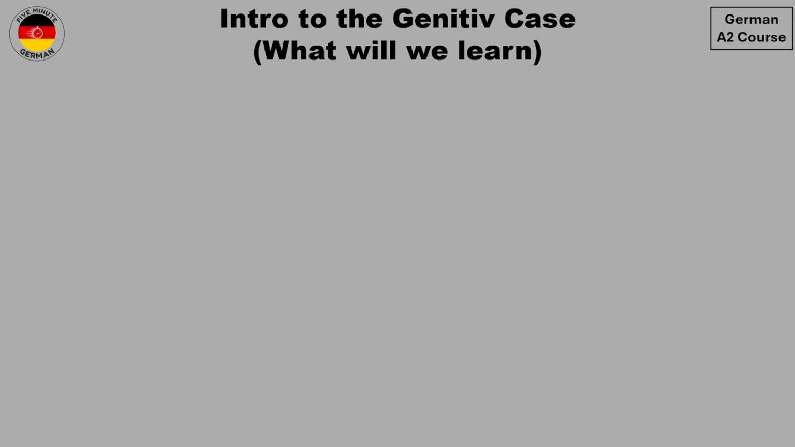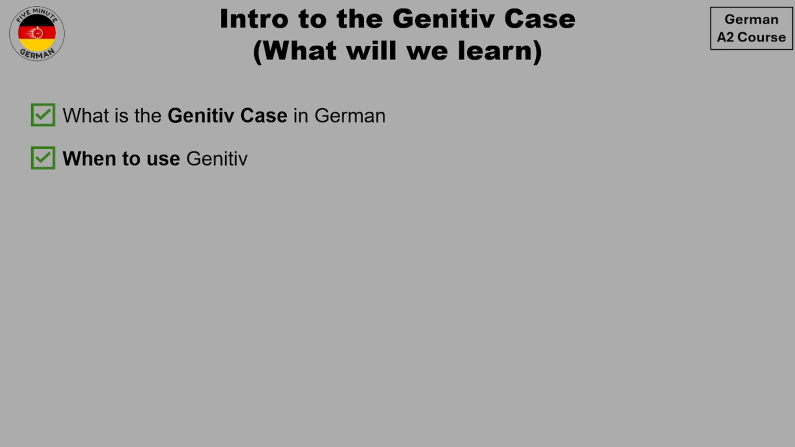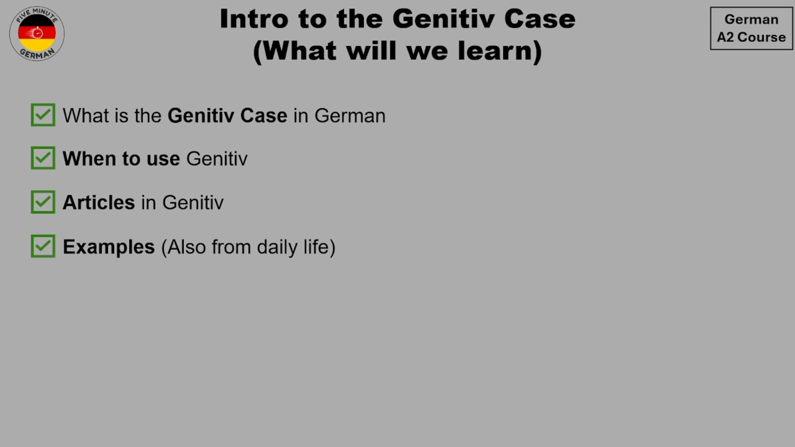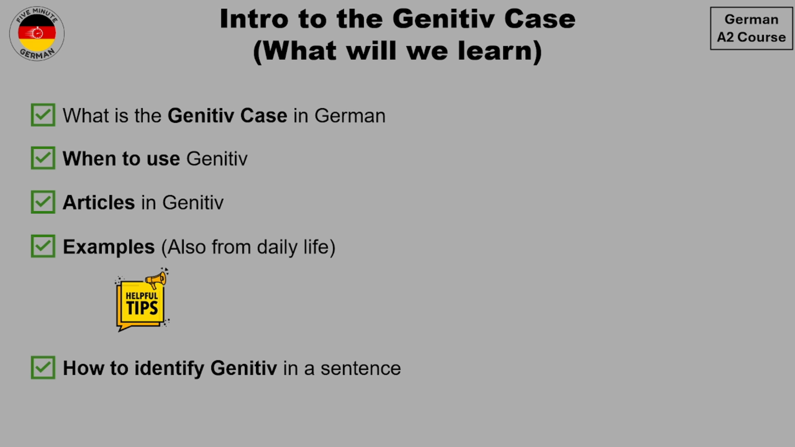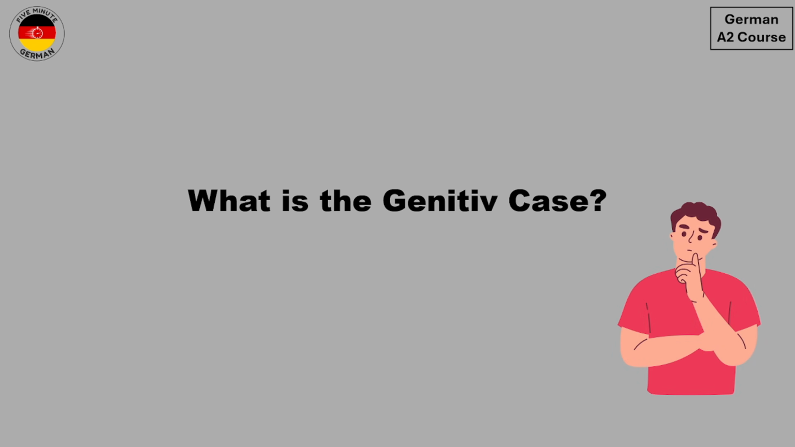So we will start by first of all taking a look at what is the genitive case in German. Then we will see when to use the genitive case. After that, we will take a look at the different articles in genitive. Then I will give you different examples of how genitive is used in a sentence, and I will also give you some examples which you might have seen in daily life. And then at the end, in the helpful tips section, I will tell you how you can identify genitive in a sentence.